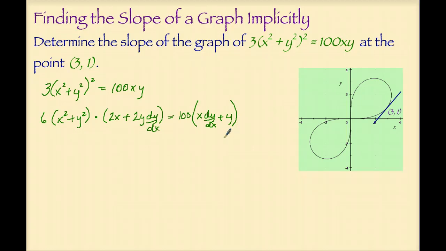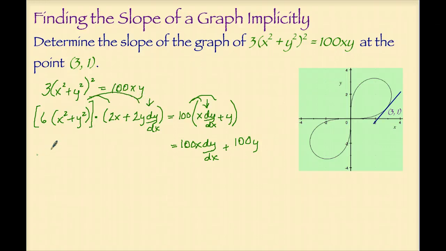Now I'm going to have to isolate the dy/dx terms and move them to the left side of the equation. So there will need to be some distribution here. On the right side of the equation, distributing the 100 gives me 100x dy/dx plus 100y. Distributing here allows me to move this term now to the left side of the equation. I am also going to need to distribute this term, the 6 quantity x squared plus y squared term, to each of these terms.